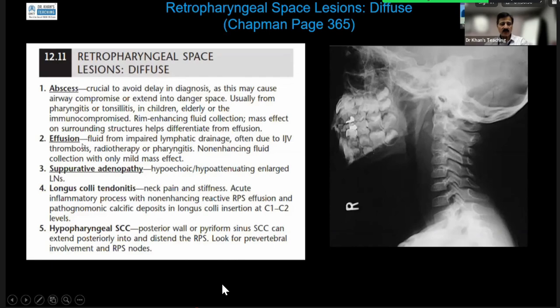So there is an entity, we call it effusion, and it can be due to lymphatic drainage, impaired lymphatic drainage and all of these causes.